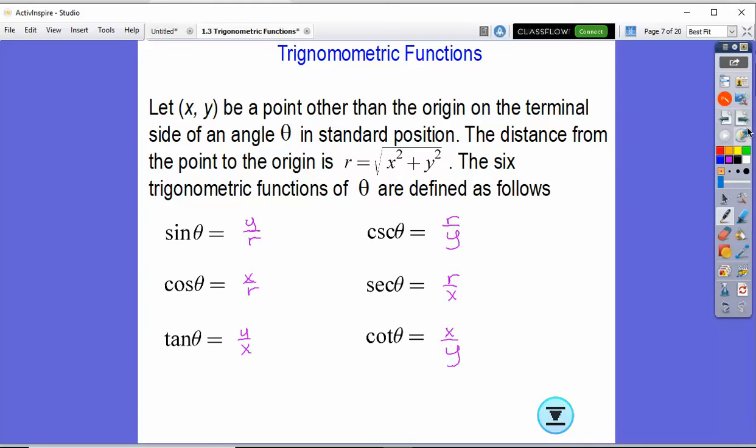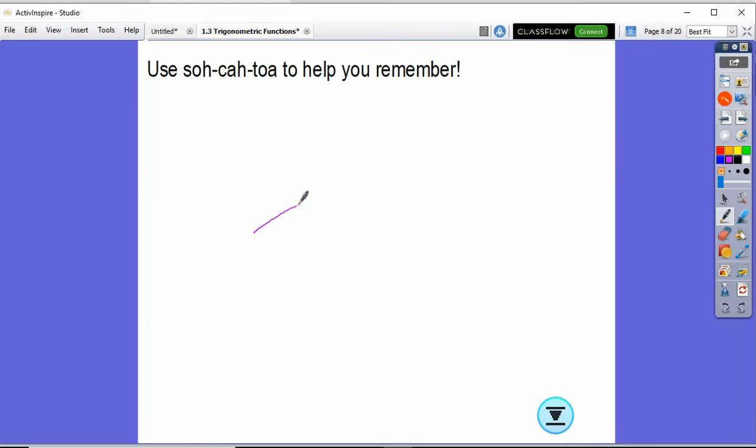I also used SOHCAHTOA to help relate this if we were talking about a triangle, which we aren't always. That's why we have to have the x, y, and r. But if we were talking about a triangle, this was your r, horizontal distance, think about the x-axis. So that's your x, vertical distance, y-axis is up and down, so that's your y.